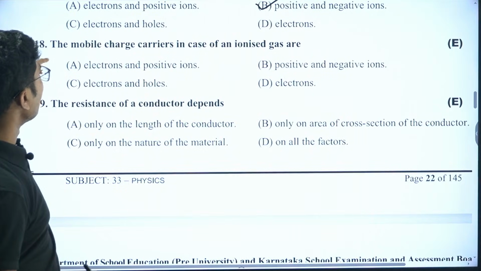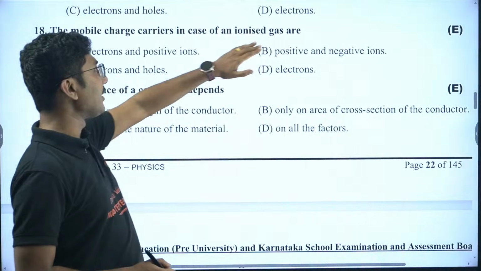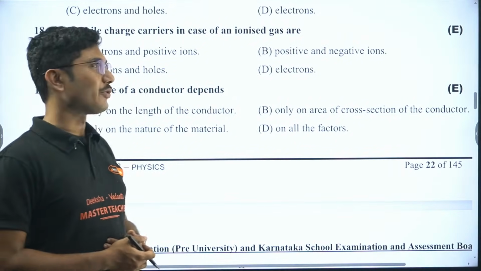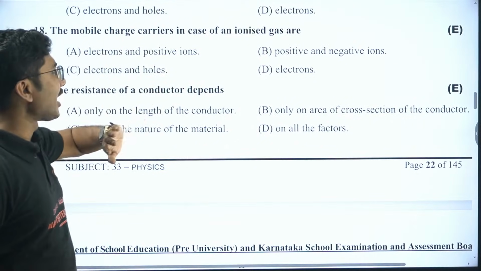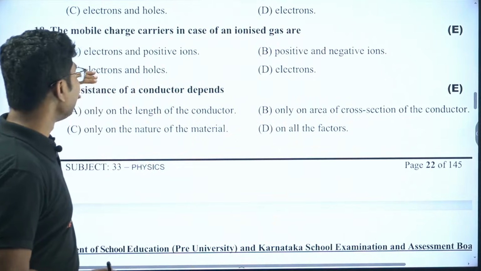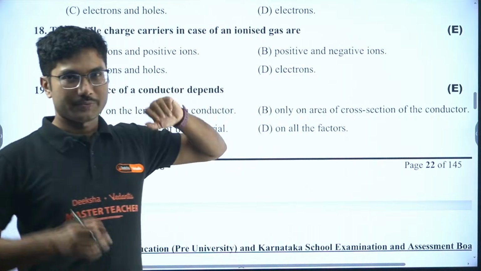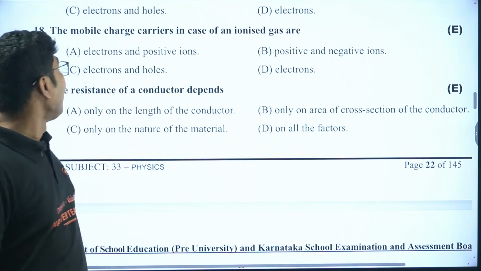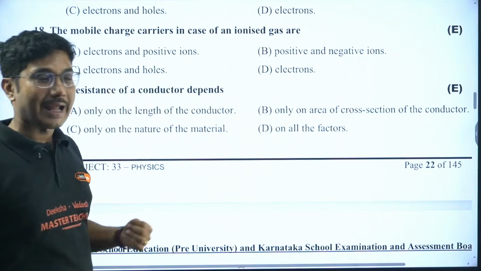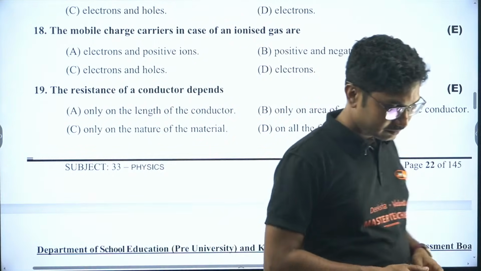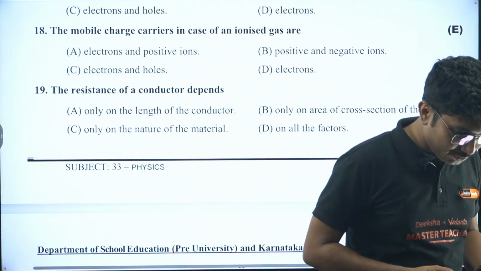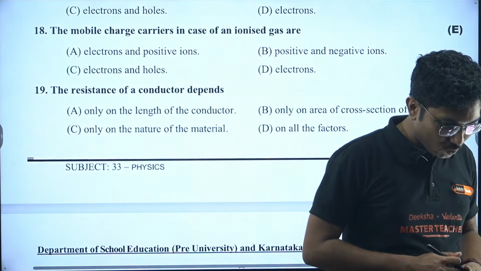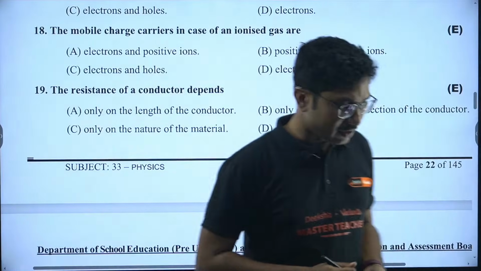Now the mobile charge carriers in case of ionized gas. You have a gas: electrons and positive ions, positive and negative ions, electrons and holes, or electrons. It is an ionized gas, and you are trying to check which one can carry charges. Nagaraj is saying option A, Mansi is saying option A, Mayuri, Komal Kaushik and Sagar are also saying option A.